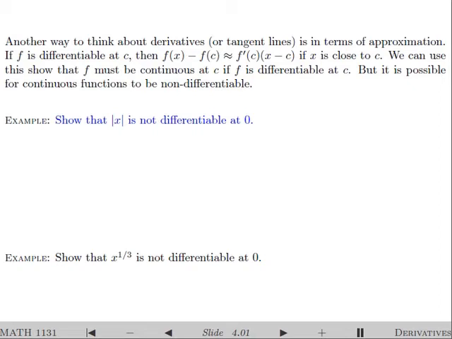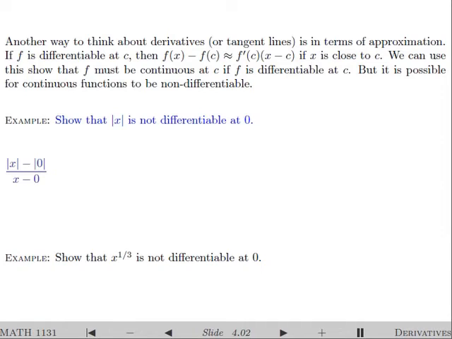We'll first use the definition to show that it's not differentiable at 0. So I find the difference quotient of absolute value of x at 0. This is absolute value of x minus absolute value of 0 over x minus 0. This is absolute value of x over x.